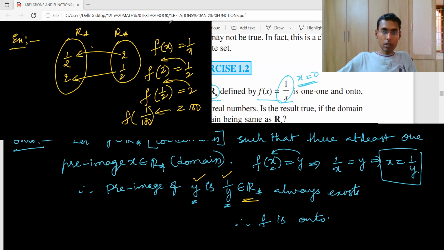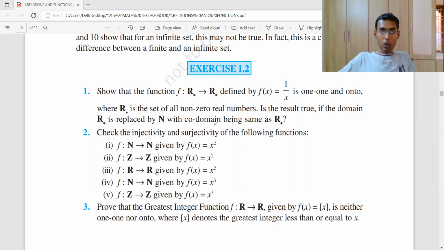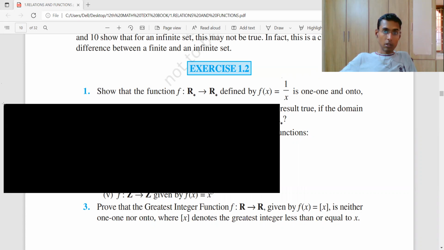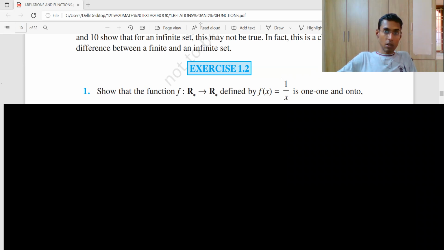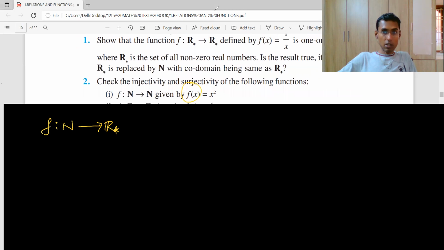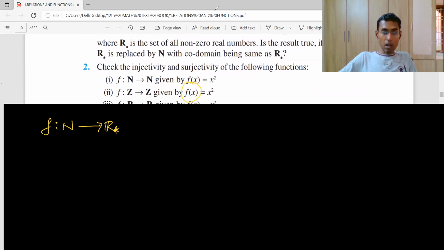Now, is it true if the domain R star is replaced by natural numbers? Now I will replace R star domain with natural numbers, so natural numbers to R star. Is that okay? This is what he's saying. Is it true if the domain R star is replaced by N? There's a question. Now you tell me whether it is 1-1 and onto. Is it 1-1 or not?